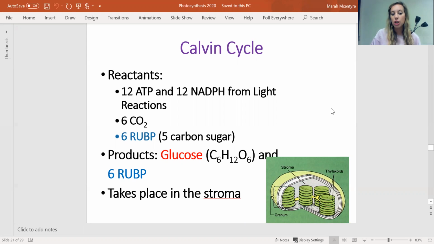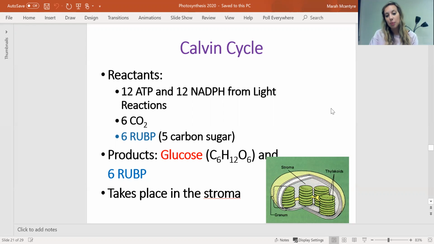So our products, which are going to move to the right side of our equation, are: we're going to make a glucose, so that's a C6H12O6. And then we're going to make 6 RuBP. A lot of times you don't see the same thing on the reactants as you do on the product side, like we do here with the RuBPs, but we need RuBPs to be made so that we can keep this cycle going and continue it. So it's really important that that happens.